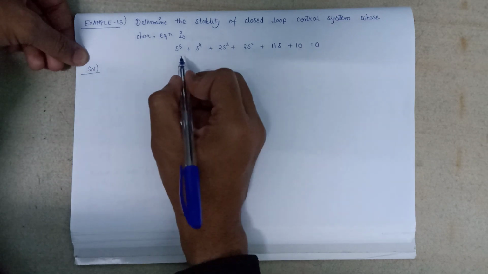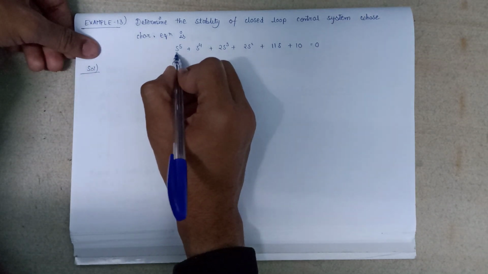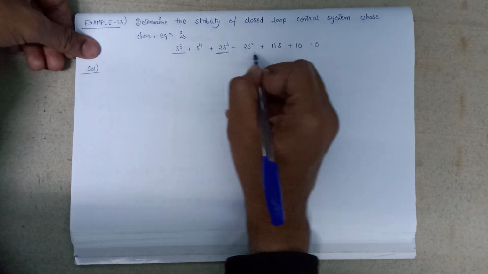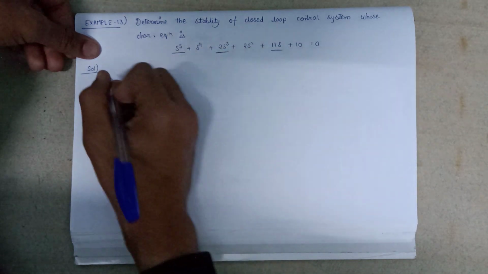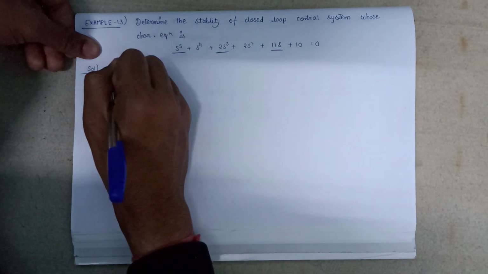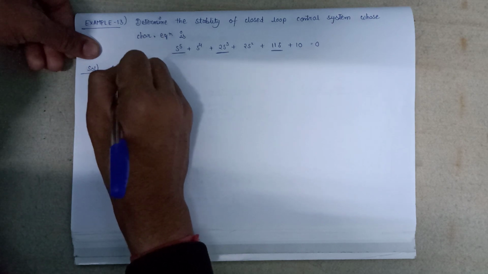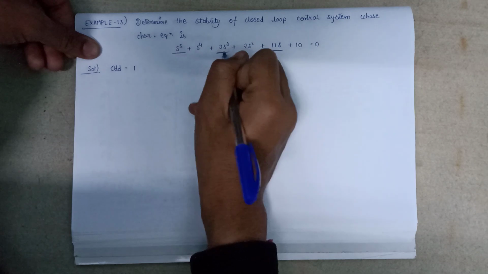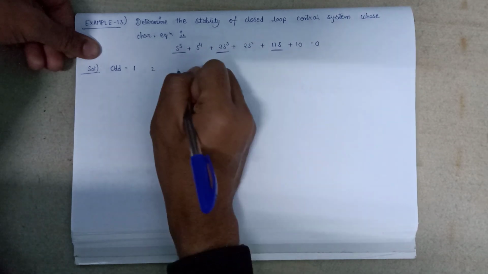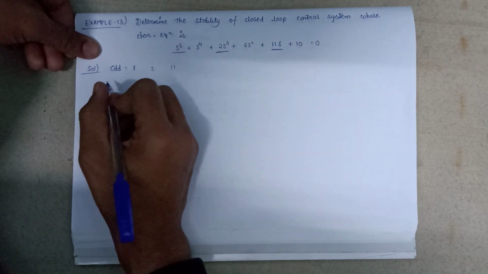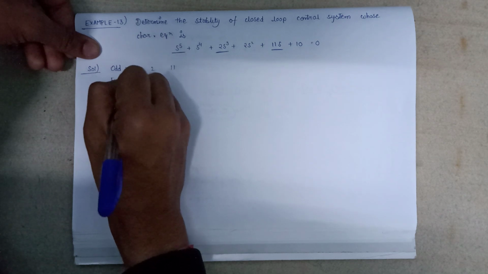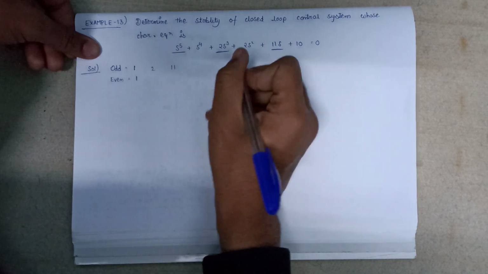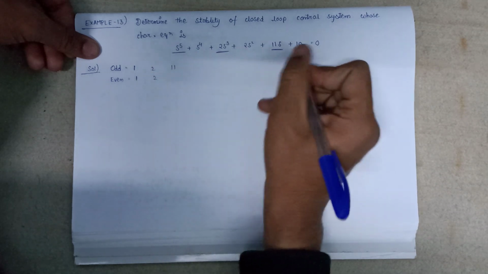So firstly, we will find out the odd powers of s, that is s to the power 5, s to the power 3, s to the power 1. So the coefficients of the odd powers of s are 1, then 2, then 11, and the coefficients of the even powers of s are 1, then 2, then 10.